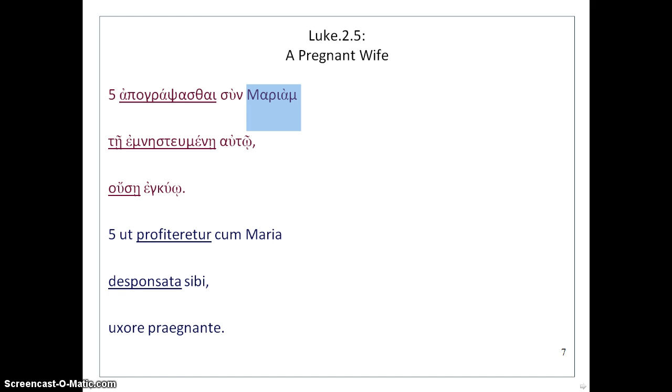Mariam, an indeclinable form of the Greek name for Mary, is spelled with the letter mu at the end, which makes it sound like our English letter M. This is because this form derives from the Hebrew name for Mary, which is Miriam.